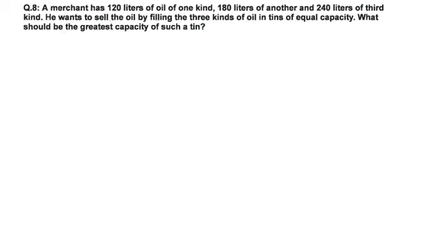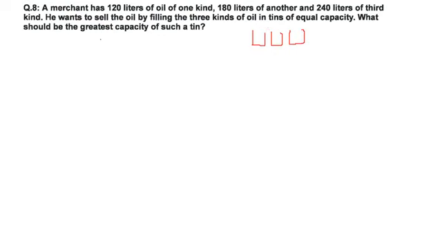A merchant has 120 liters of oil of one kind, 180 liters of another, 240 liters of a third kind. He wants to sell the oil by filling the 3 kinds of oil in tins of equal capacity. So these are 3 cans or 3 tins of equal capacity. What should be the greatest capacity of such a tin?